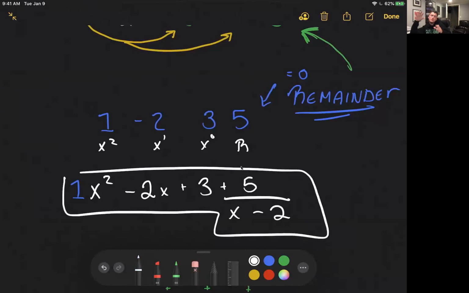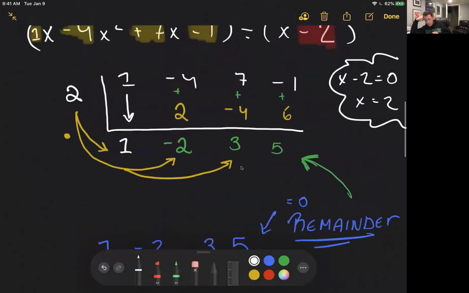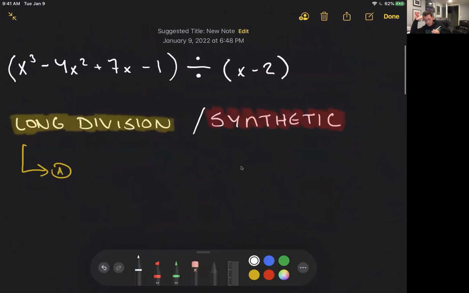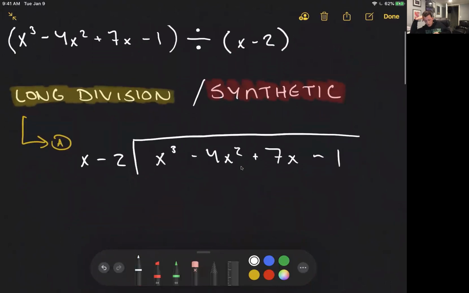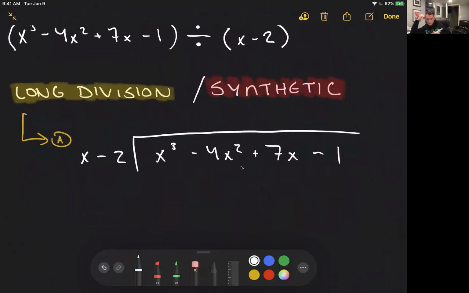So again, to call it division is a stretch because you're not really dividing. It's easier in my mind. But if we were to scroll up and do long division now, it's the same exact thing as what you learned when you were a kid. So we're going to long divide x to the third minus 4x squared plus 7x minus 1, and it's all being divided by x minus 2. It's the same thing you learned as a child. You want to eliminate terms until you can't eliminate anymore.